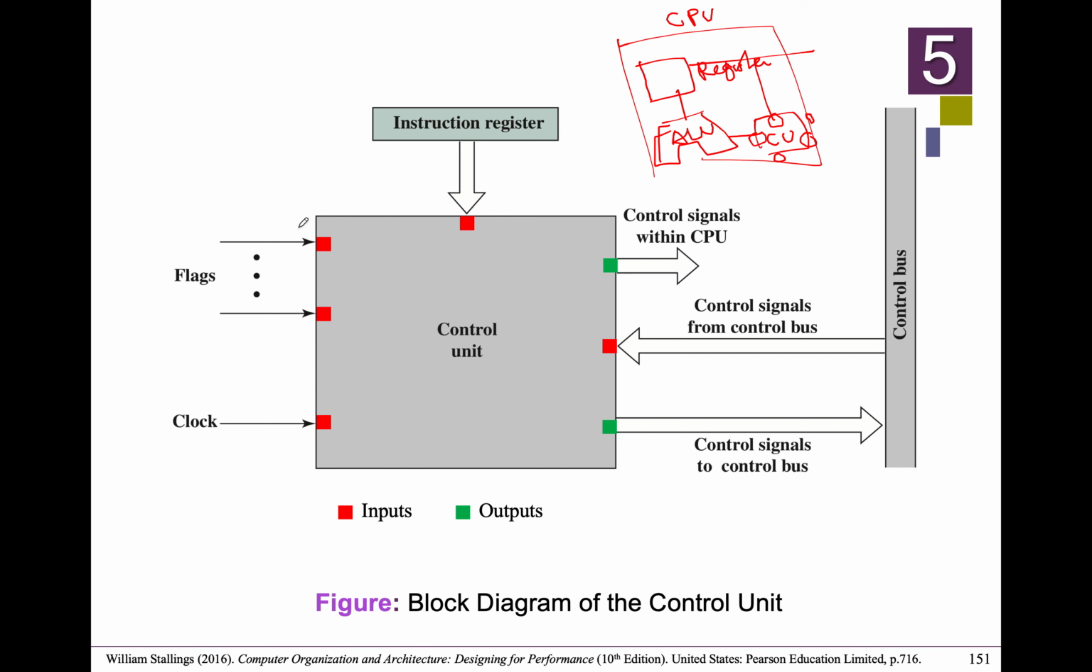So now you see you have several inputs from flag, from clock, from instruction register, and another one from your control bus. While you have two outputs: control signal within the CPU, and another one, control signal to your control bus.